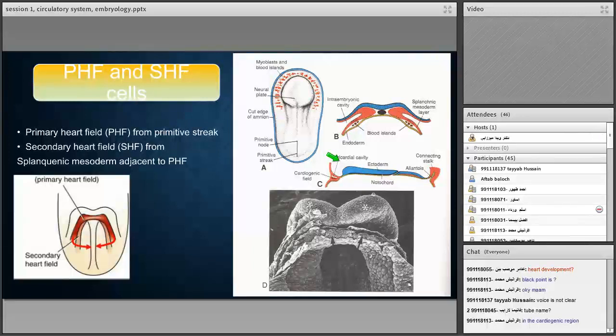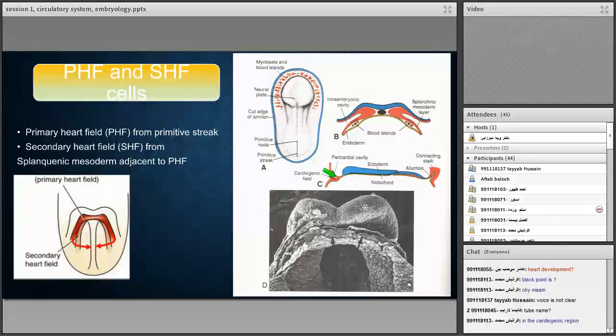The endoderm is inducing the cells of the mesoderm also to make some blood islands. These blood islands are connecting to each other and making the horseshoe-shaped tube. The tube is surrounded by myoblasts, and this place is the cardiogenic field. The cavity which is around that is called the pericardial cavity. Okay.